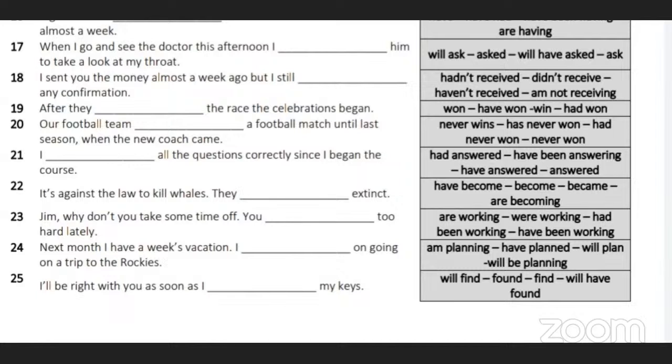Had never won. A football team had never won a football match until last season when the new coach came. So this is a complete sentence in past. The new coach came in the past. The team won. So we will use had never won.